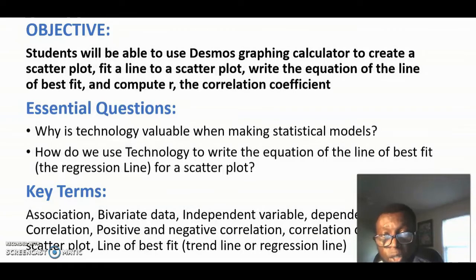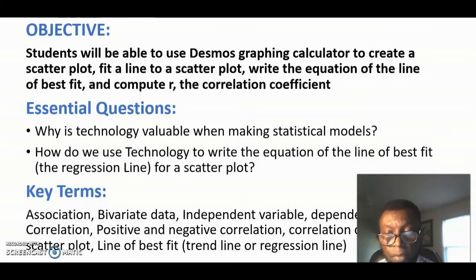There are two essential questions that all students must be able to answer by the end of this class period. 1. Why is technology valuable when making statistical models? And 2. How do we use technology to write the equation of the line of best fit for a scatter plot?